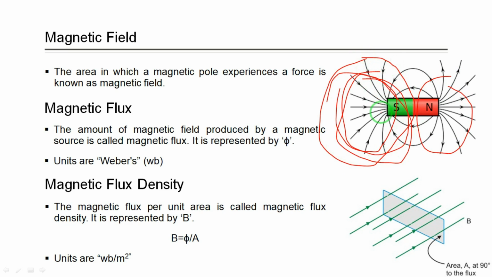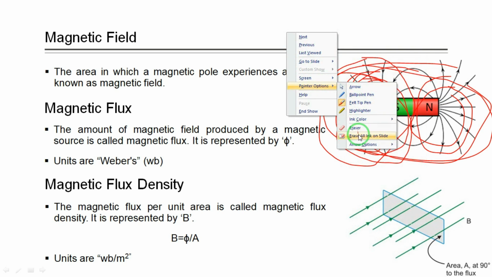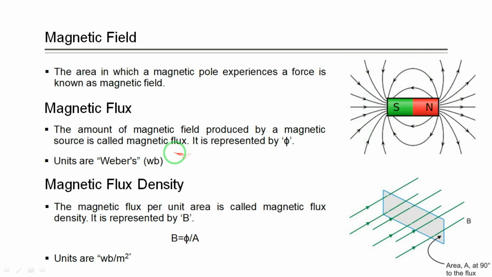Now coming to the magnetic flux. Magnetic flux means the amount of magnetic field produced by a magnetic source. So this is a field, this is a field. The complete set of magnetic field is called magnetic flux. A complete magnetic piece has a magnetic field. So the total per single pole is called magnetic field, and the complete magnetic piece is called magnetic flux. That can be indicated by phi. The unit of magnetic flux is Webers.